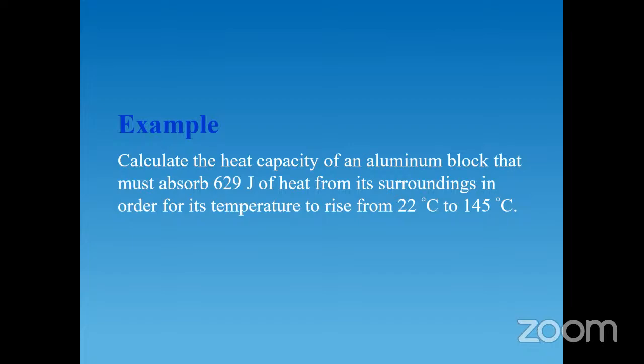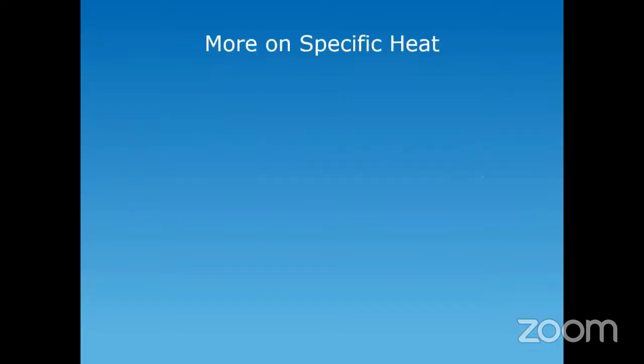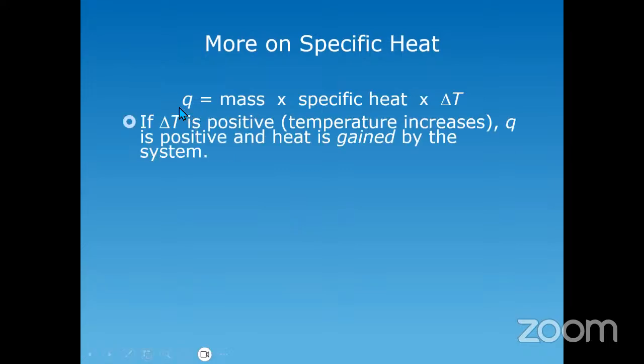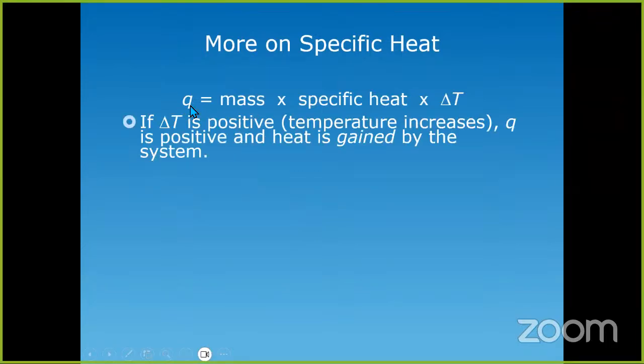Okay, good. So that problem had to do with heat capacity, and we're going to talk about specific heat. And when it comes to specific heat, this is the equation that we're going to use. Q, which is the amount of heat change for a substance, is equal to mass times the specific heat times the change in temperature. All right?